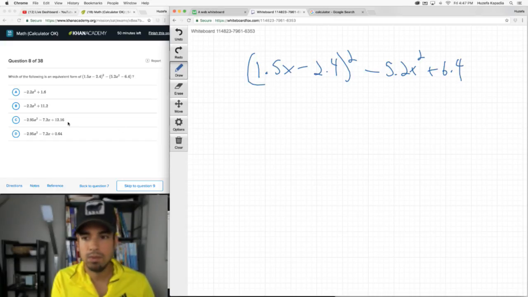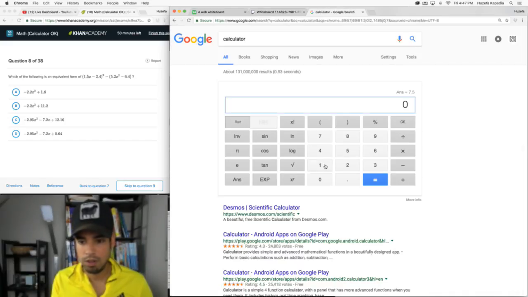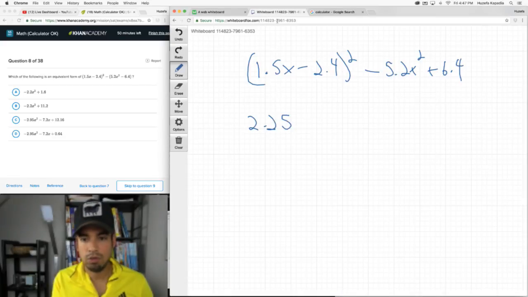You know what? We can shortcut this a little bit. So 1.5x times 1.5x. What's 1.5 squared? I think it's 2.25, right? Double check that with the calculator. 1.5 times 1.5. All right, so it's 2.25x squared. The bottom line is, how am I going to shortcut this? I know that this is going to be the only x squared term. Negative 5.2x squared is the only x squared term over there.